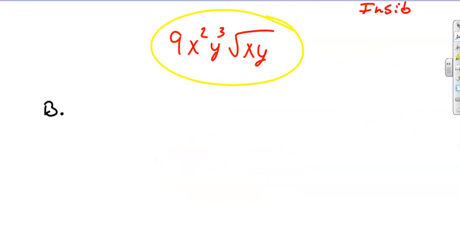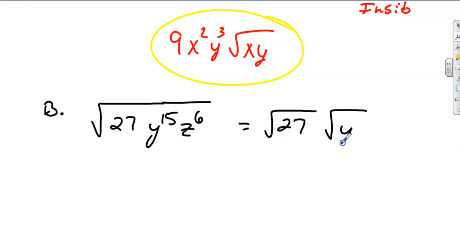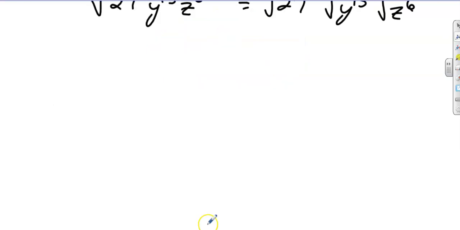Yeah, and one more of those. Let's go with the square root of 27, y to the 15th and z to the 6th. Okay, and again, if it's all multiplied together, you can break it up and just do each piece one at a time, and then come back and put it all together.